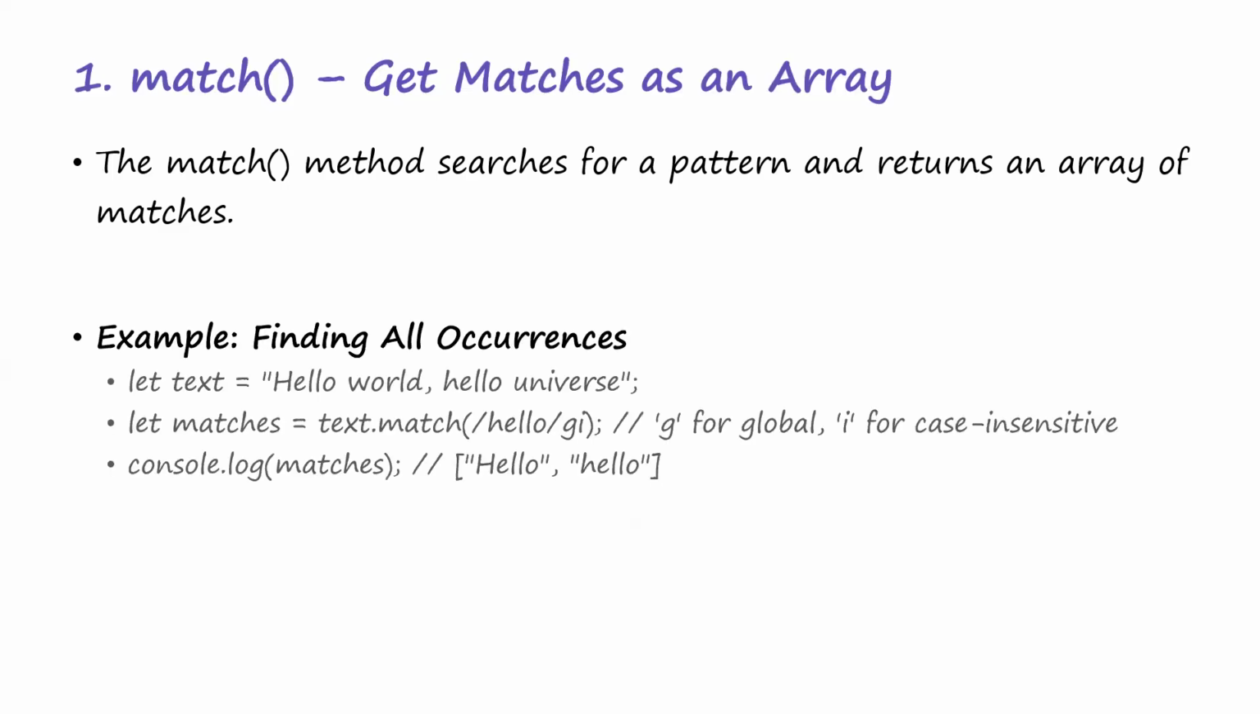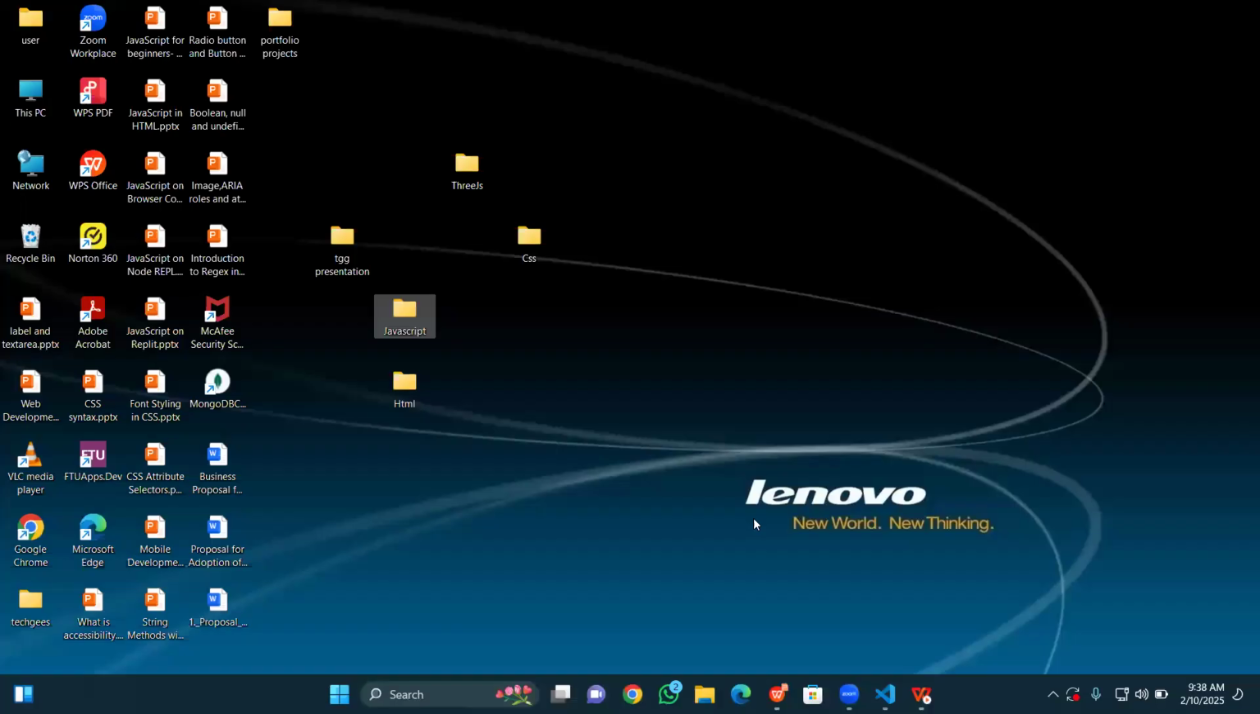Now, this is an example. Look at it. We have a text, hello world, hello universe, right? We are using string dot match, so we are matching hello globally. Remember, we are using the global flag and we are using the case insensitive flag too. That means it will match this first hello and this one, because it is case insensitive. Remember, we talked about flags, okay? Now, when you console.log matches, it's going to give you an array of the two items. Let me show you.